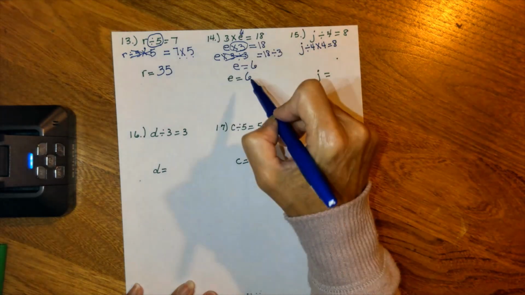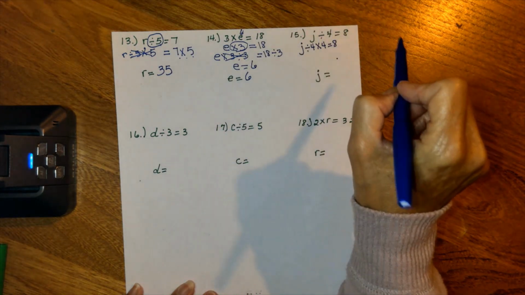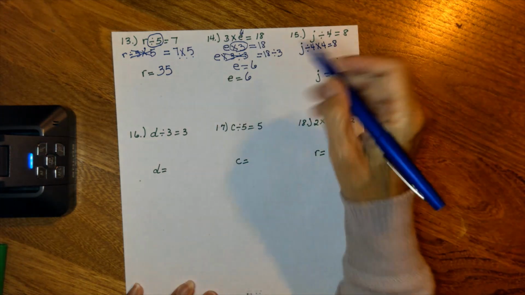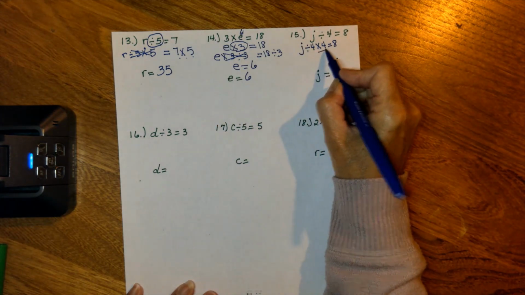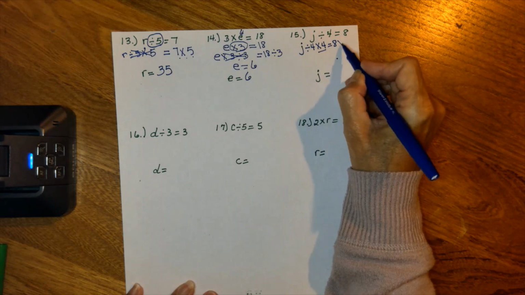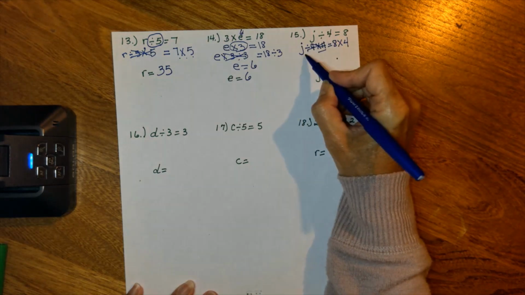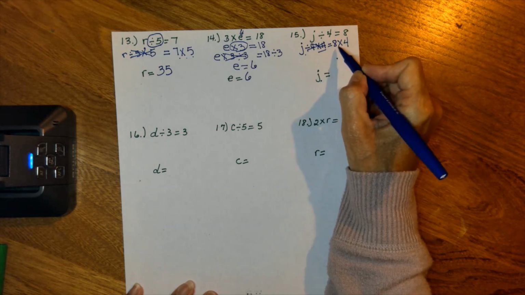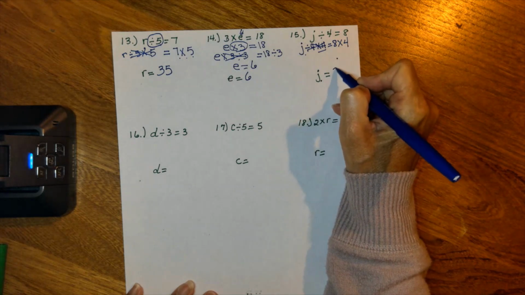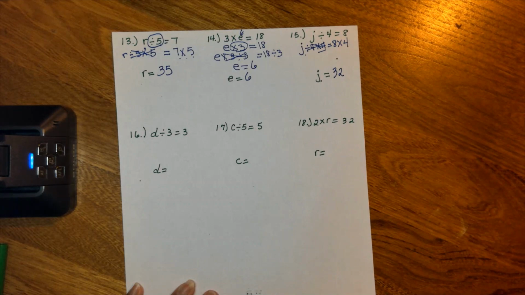Whatever we add to the left, we have to add to the right so that they stay equal and balanced. So since we added a multiplying by 4 on this side, I have to add a multiplying by 4 on this side. These cancel out. We're left with just J, and J equals 8 times 4, and 8 times 4 is 32.